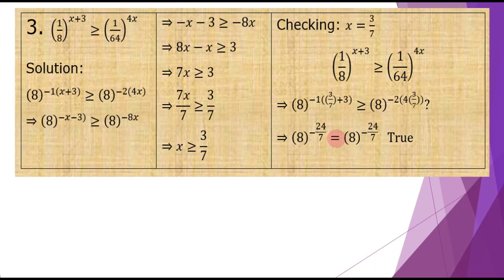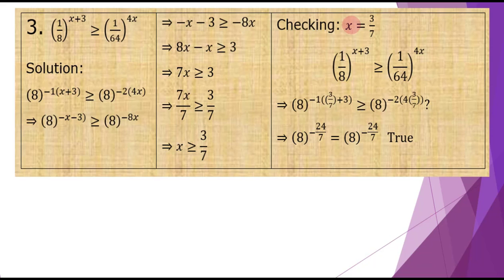And this is equal also to, let's have the right hand side here, 4 times 3 sevenths, that becomes 12 sevenths times negative 2, that's negative 24 over 7. So this is a true statement. You can also substitute right away here, 1/8 raised to 3 over 7 plus 3. So this is 1/8 raised to 24 over 7. Now in this case, 1 over 64 is 1 over 8 squared. Well, you can try. You will end up with the same solution or equal symbol here.